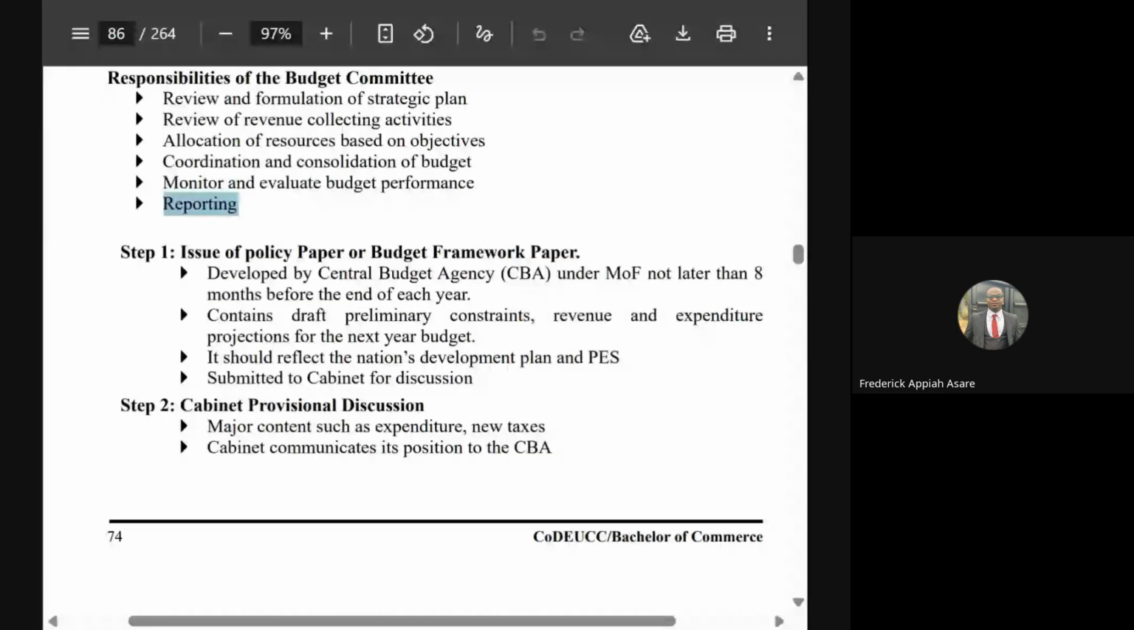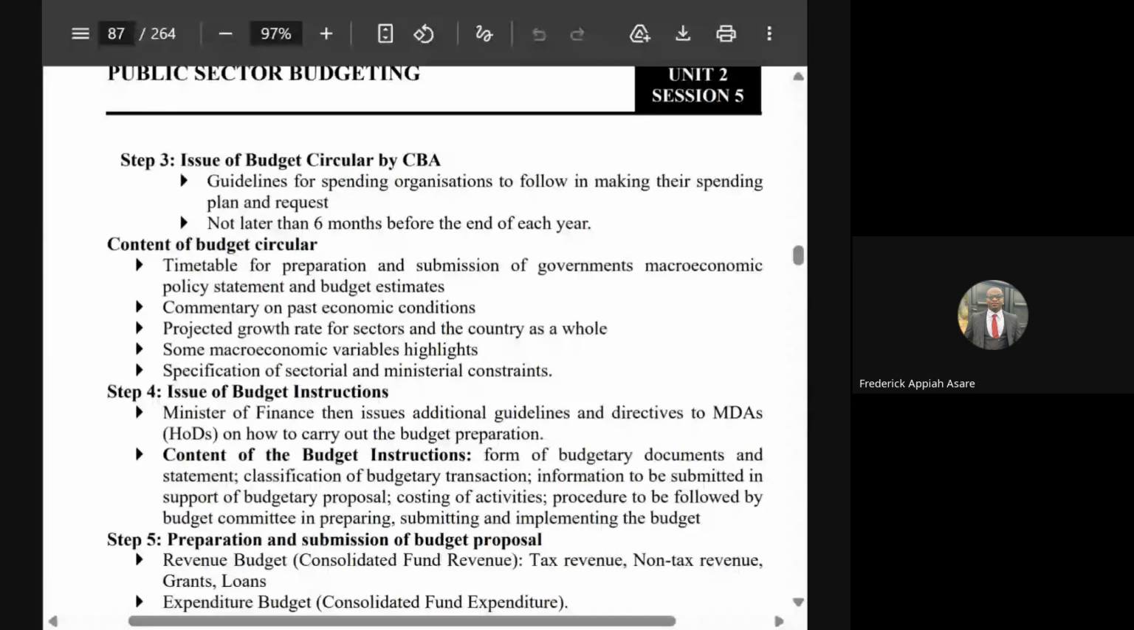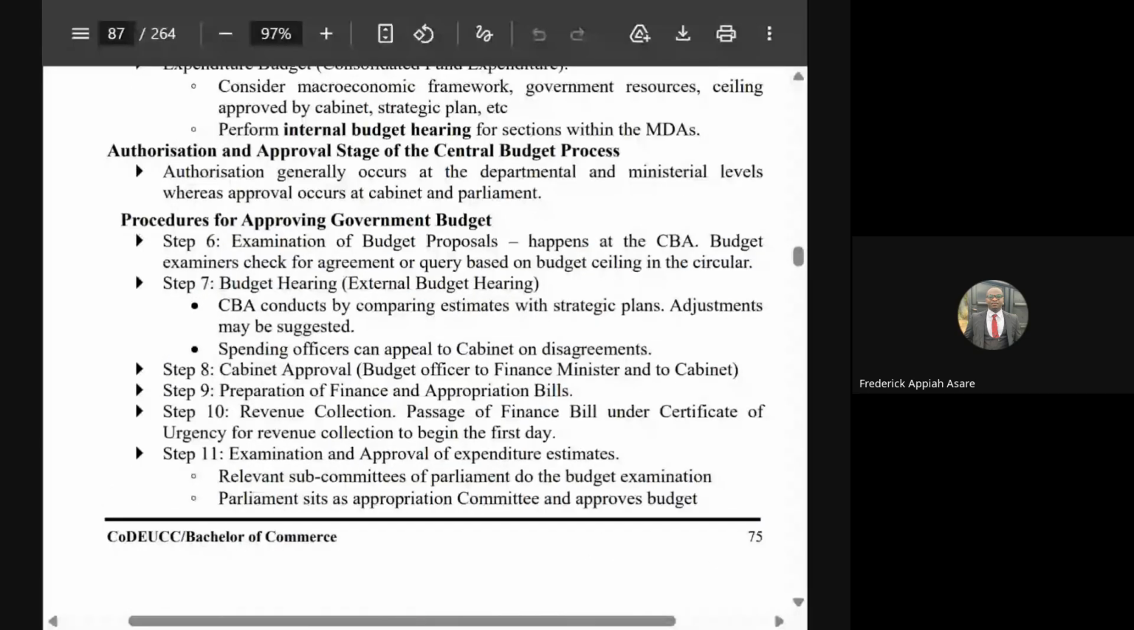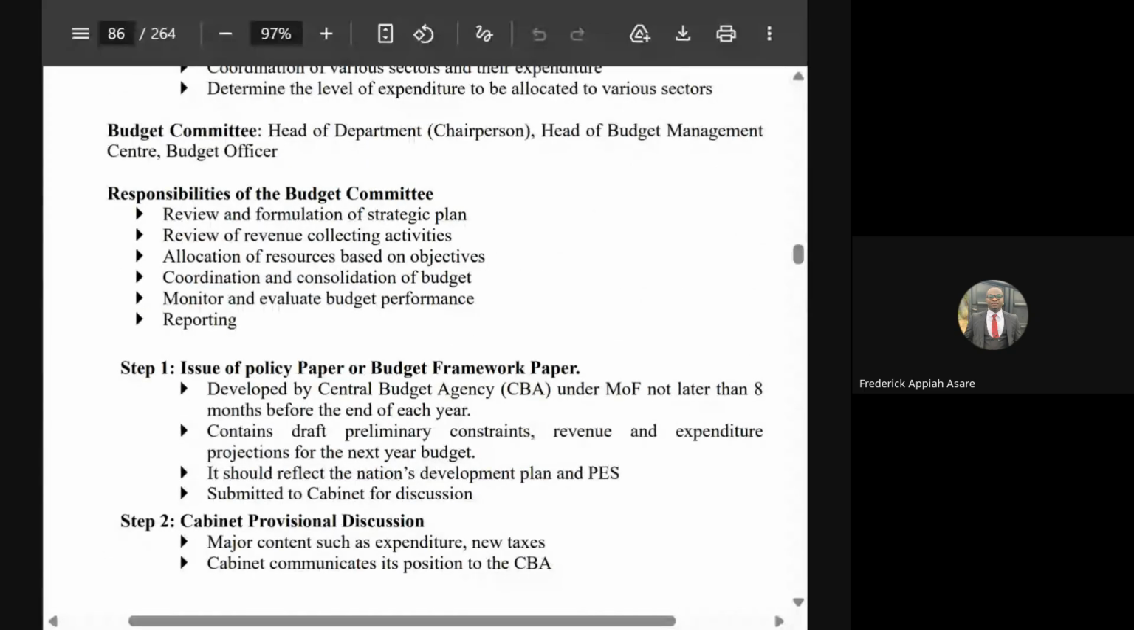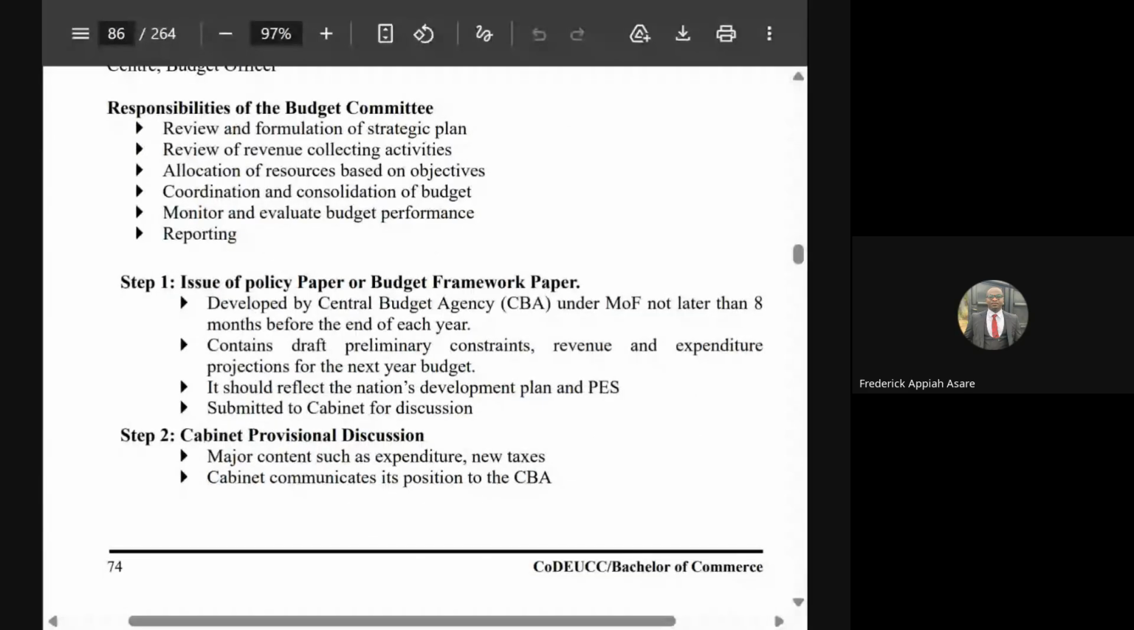And under the budget planning, these are the steps that follow. There are 5 steps that fall under the budget planning. That is the first stage. They will first issue a policy paper or budget framework paper.